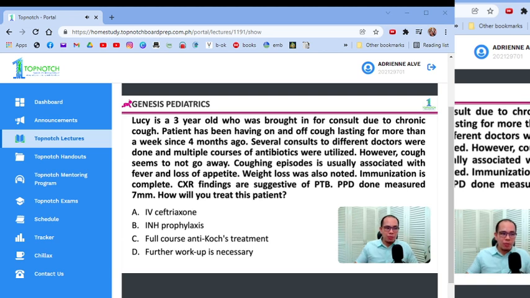Okay, so the answer would be, should you give INH prophylaxis only? Should you do further workup? Are you not yet convinced of your diagnosis? Or should you start your patient already on anti-Koch treatment? So after reading this case, you have to be thinking of TB already. The only question is if this is infection, exposure, or TB disease, di ba? Yun na lang dapat yung pinag-isipan nyo.